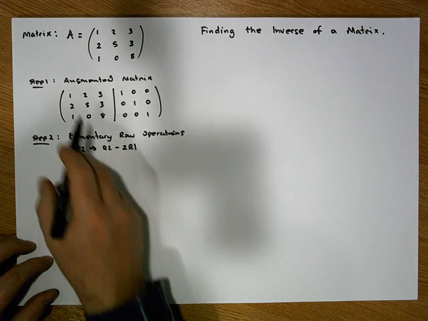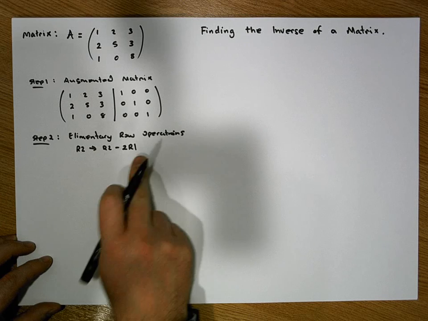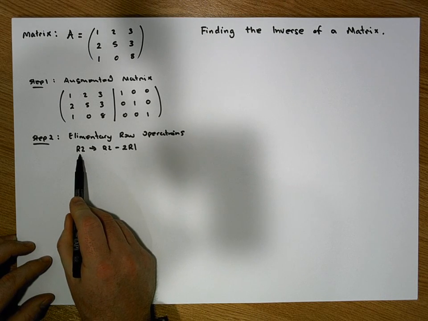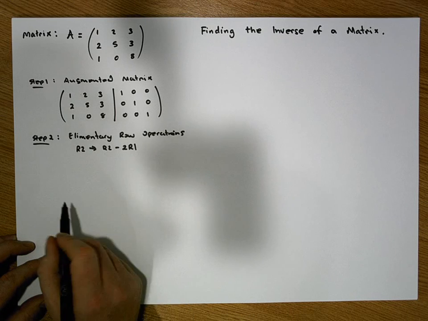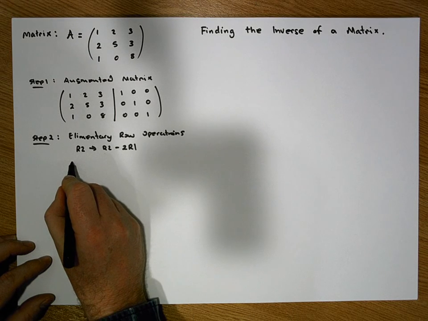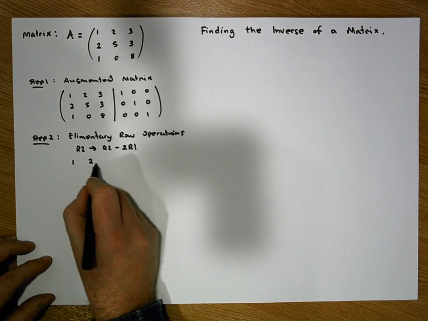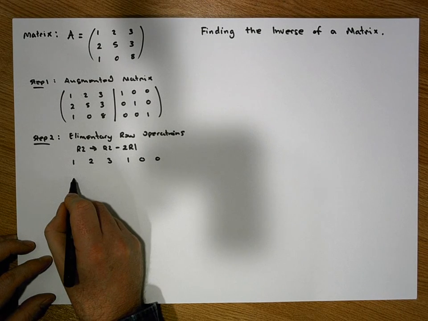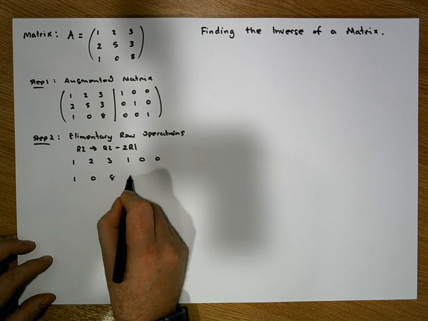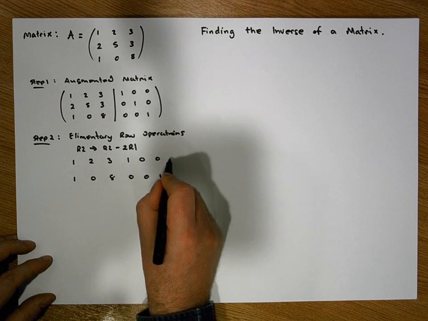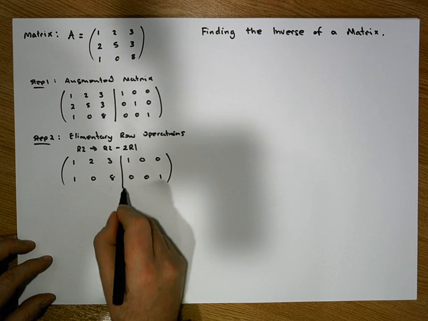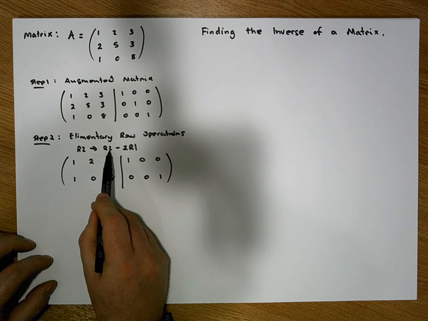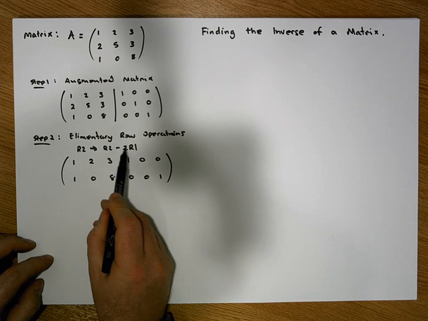Let's see what the effect of this particular transformation is. The only row that we're going to change is row 2. Row 1 and row 3 will remain the same. So let's put back down row 1 and row 3. So we have 1, 2, 3, 1, 0, 0. We have 1, 0, 8, 0, 0, 1. And the new row 2 values are going to be the old row 2 values minus twice row 1.